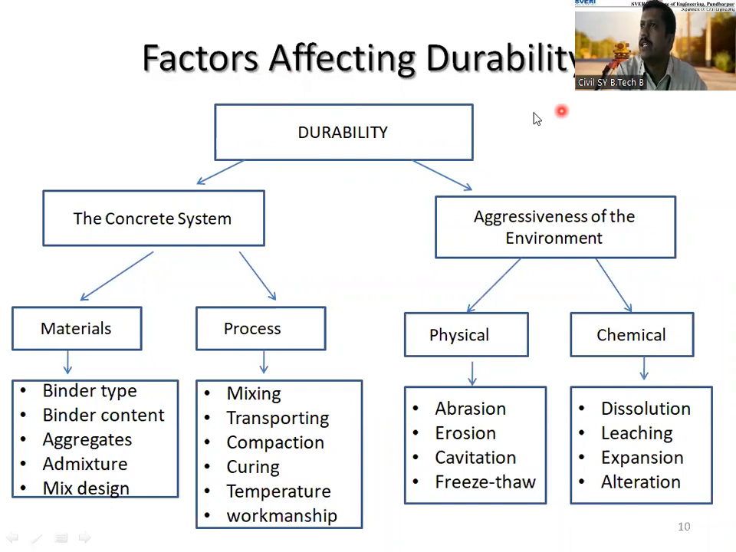Factors affecting durability. We need to consider the two important factors. First one is the concrete itself. Second one, aggressiveness of the environment. म्हणजे environment कशा पद्धतीने अफेक्ट करू शकतो. कॉन्क्रीट मध्ये पहिला आहे मटेरियल आणि दुसरा आहे प्रोसेस विच इज इन्व्हॉल्व. ओके, एन्व्हायरमेंट मध्ये फिजिकल ऍक्शन आणि केमिकल ऍक्शन. मग मटेरियल्स मध्ये कुठल्या गोष्टी आपण स्टडी करणार आहोत इन डिटेल.